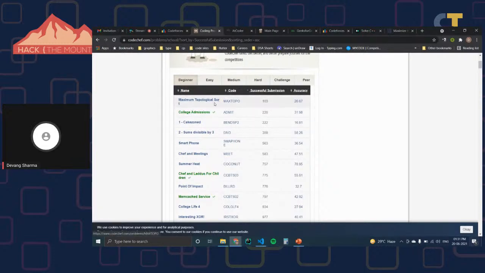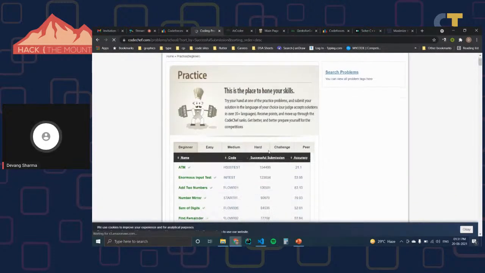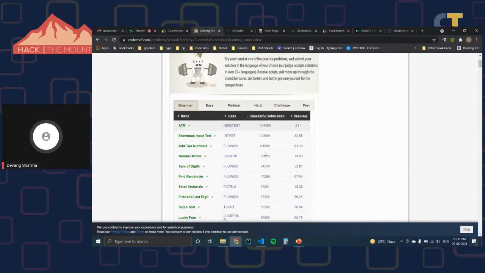This is the toughest problem in this section, we can say, because the least people have submitted. Suppose I click again, so it is sorted in descending order. Here the problem ATM is solved by the maximum number of people, around 1.5 lakh people. So that is the easiest problem in this section. You can click on the problem, write code, and put a submission.